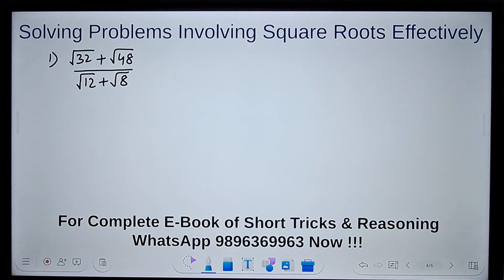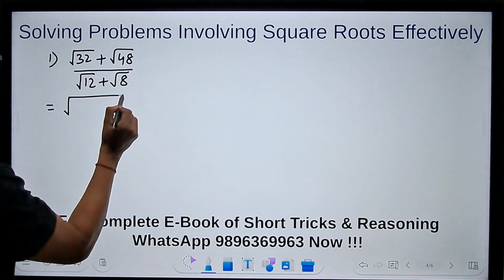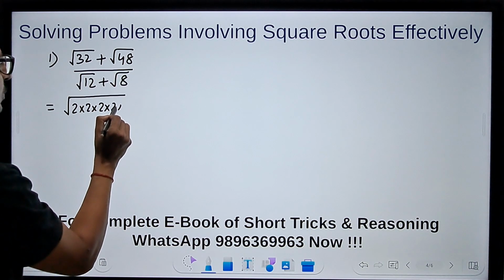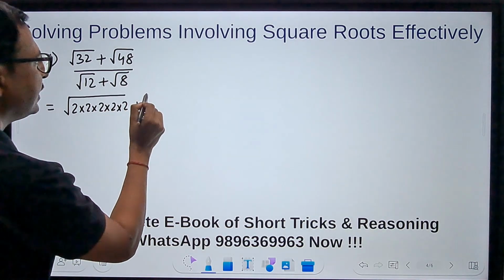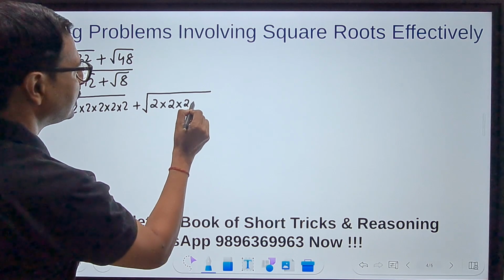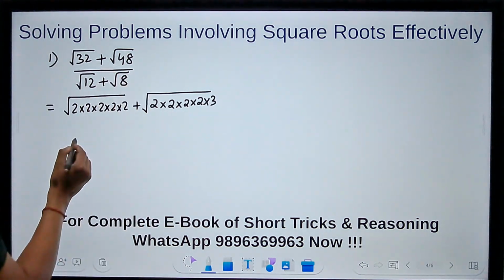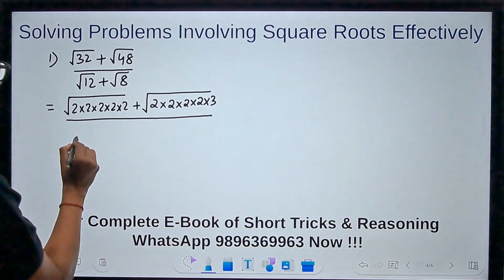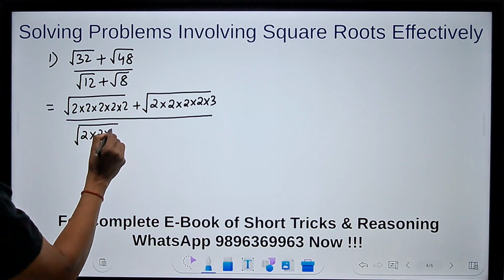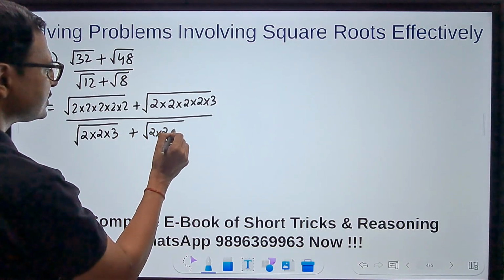And by saying simplifiable, I mean if you make factors of numbers, like 32 is 2 times 2 times 2 times 2 times 2, and then 48 is 2 times 2 times 2 times 2 times 3, right? 16 3s are 48. And then in the denominator square root of 12, 12 is 4 times 3, that is 2 times 2 times 3, and 8 is square root of 2 times 2 times 2.